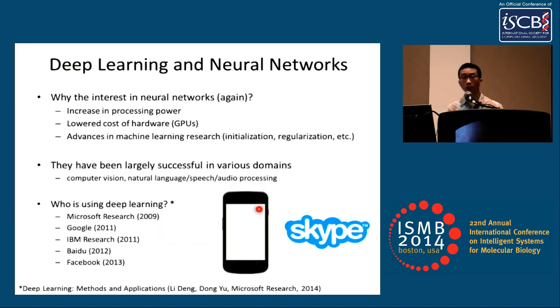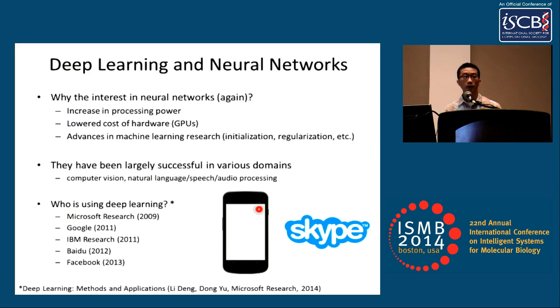Recent developments have enabled us to train neural networks. So why the interest in neural networks again? They were popular in the 1980s, but then they got taken over by SVMs. They're interesting again because now we have increased computational power and much lower hardware costs, in particular GPUs, which have become very important to deep learning, as well as many advances in machine learning research, many of them in initialization techniques, how to properly regularize them, and different optimization techniques. So now we can train deep neural networks.